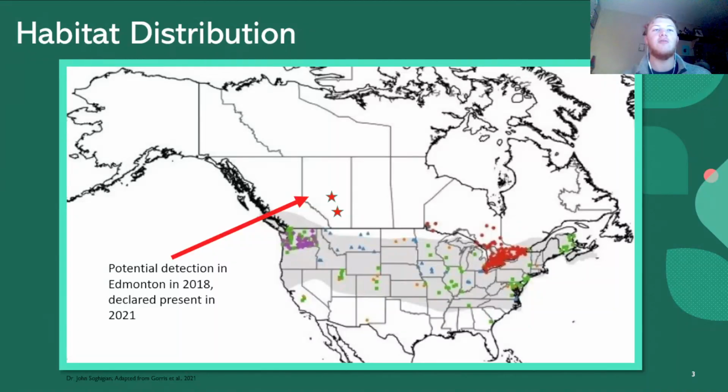Here's their habitat distribution, where it stretches from coast to coast of the United States, as well as into eastern Canada and recently western Canada, being found in Edmonton in 2018 and Calgary in 2022.